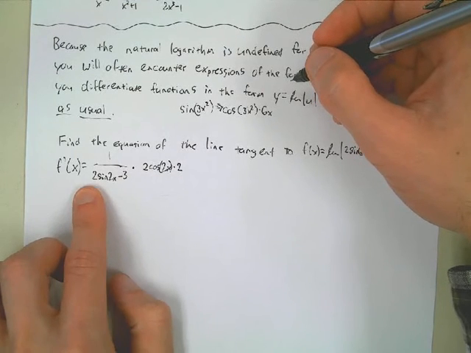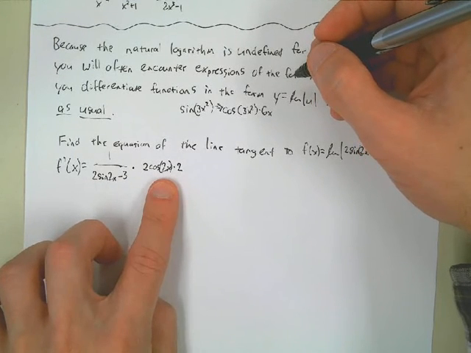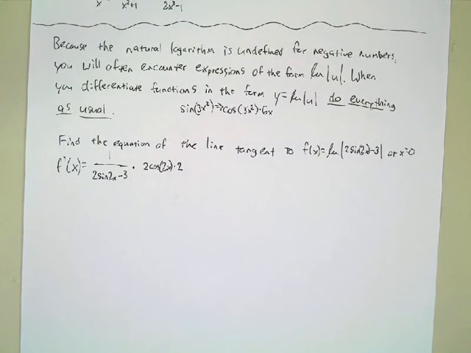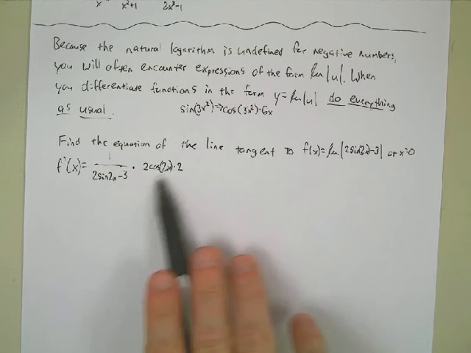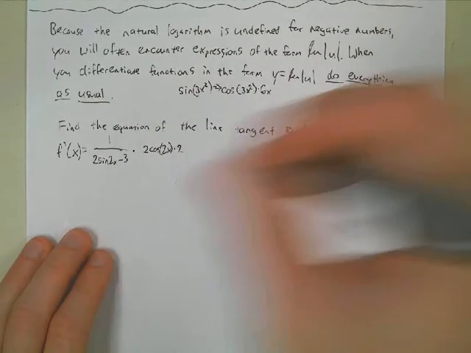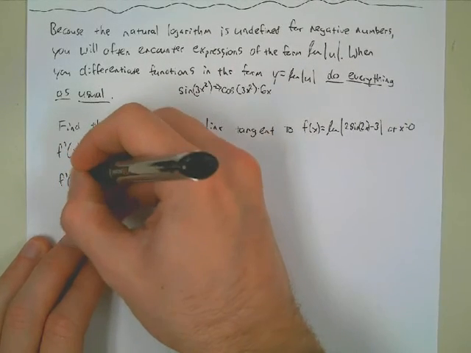Now what? How do we use the derivative to find the slope? Do we need a y value? And in my derivative, all I see are x's. So what do we have to do? Plug in 0. We want to find the tangent line at 0, so let's just plug in 0. F prime of 0 is 1 over 2 sine of 0, basically, minus 3, times 2 cosine of 0, basically, times 2.